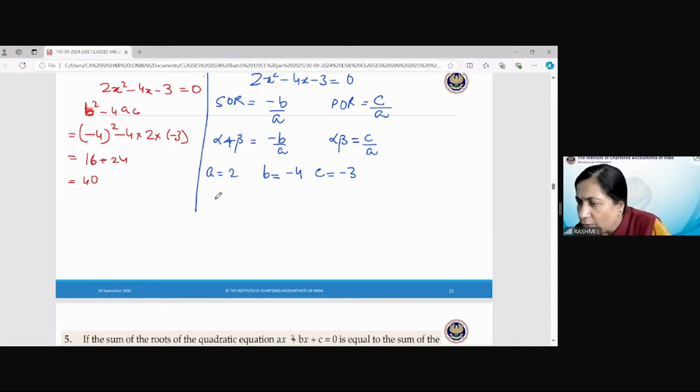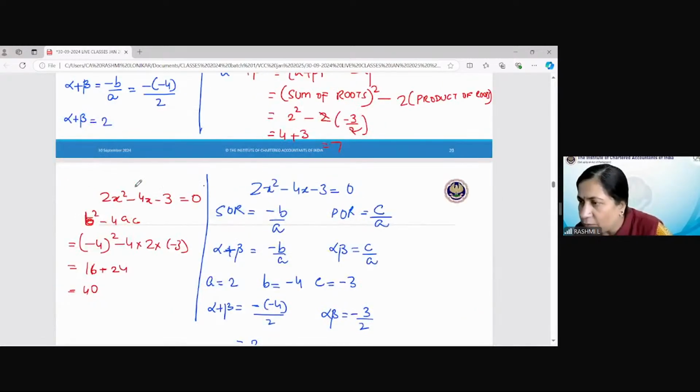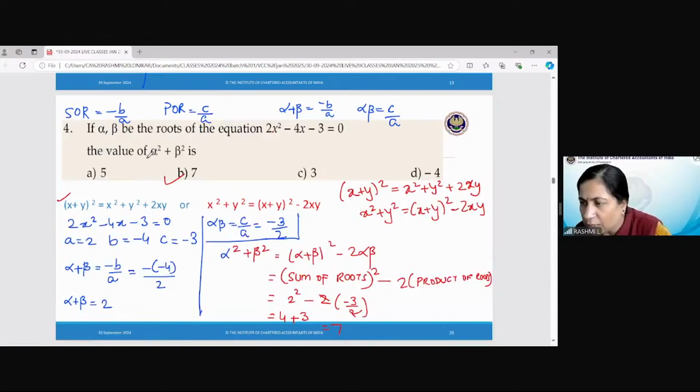So alpha plus beta is equal to minus of minus 4 upon 2. So this is equal to plus 2. Alpha beta is equal to minus 3 upon 2. Now what do I want? I want alpha square plus beta square. We need to find its value.